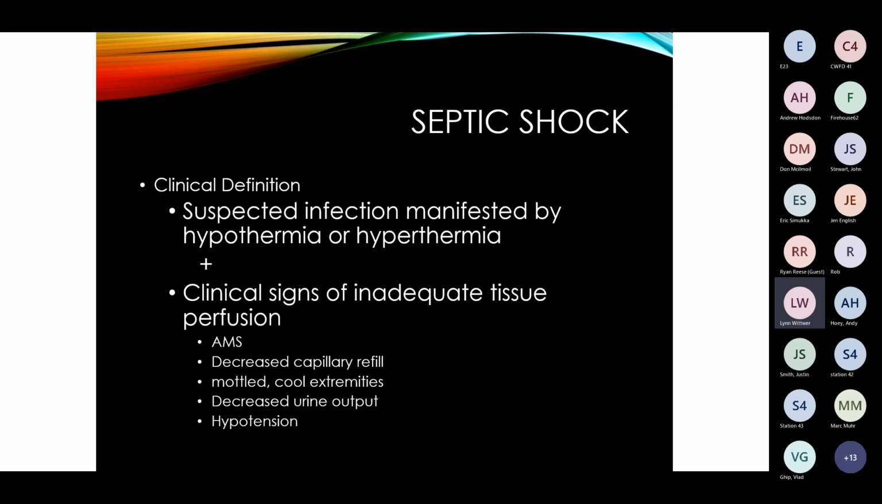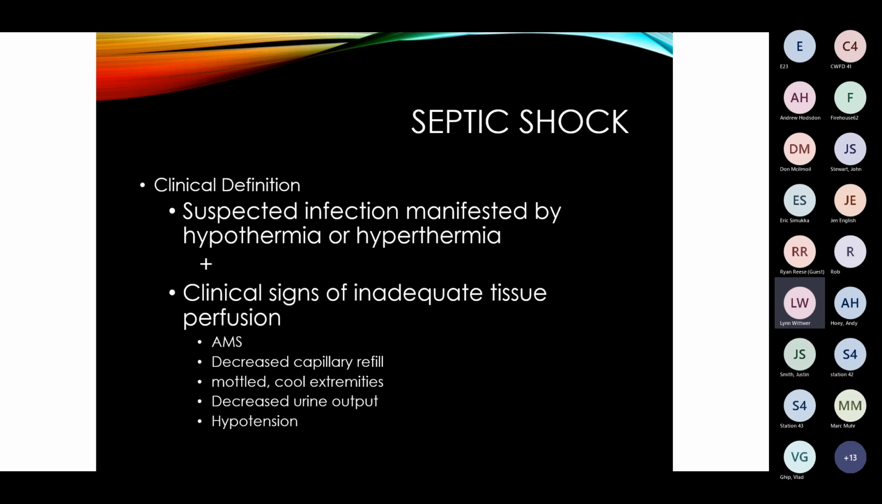Decreased capillary refill, very important to check with kids. It's the number one clue that they have suboptimal perfusion, which means shock in other words. Mottled, cool extremities, same thing. They're now shunting. They're trying to maintain blood pressure centrally at the expense of the extremities. So they're cool and mottled.